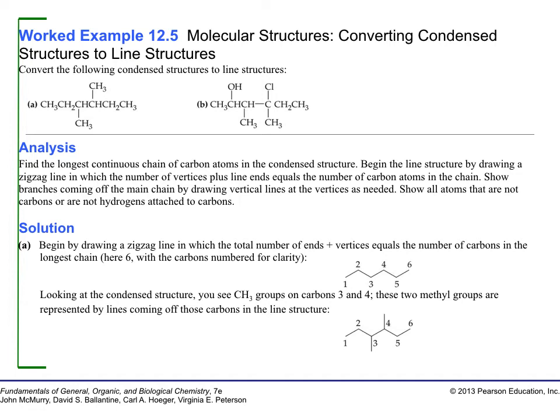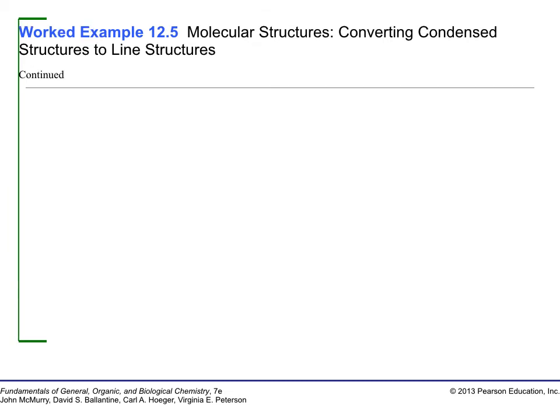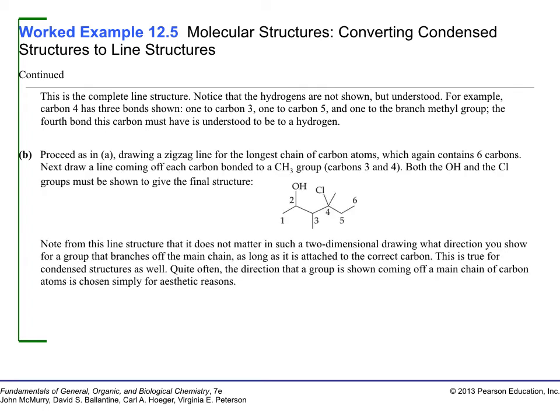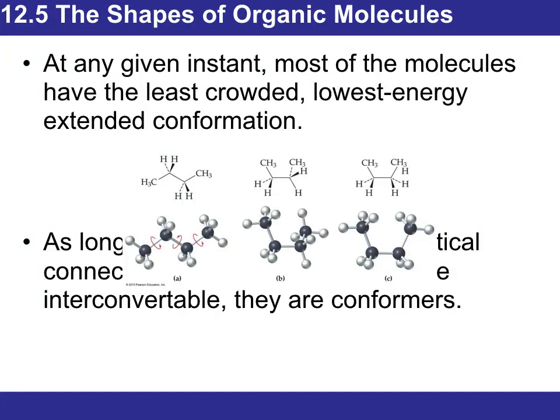So I draw those 1, 2, 3, 4, 5, 6. Then I look at where I have branches. I see that on carbon number 3, 1, 2, 3, I have a CH3 going down. I put a line going down. I know the end of that line represents CH3. Then on carbon number 4, I have a CH3 going upward, so I'm going to draw a line going up. And I do know at the end that represents 1 carbon atom attached to 3 hydrogen atoms. Now when I look at B, well, that's going to be, I have 1, 2, 3.